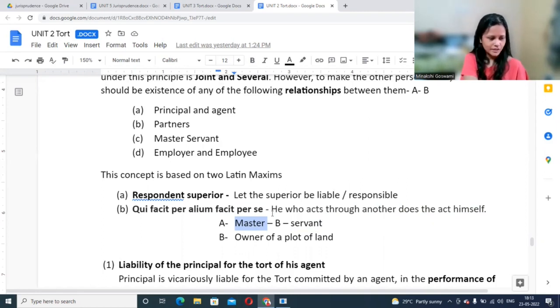So these 2 maxims we need to remember, which tells us what is the reason that we are making somebody else liable.